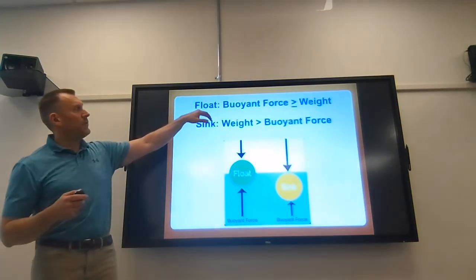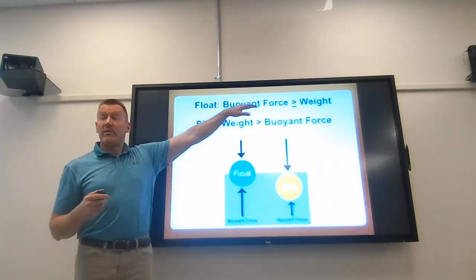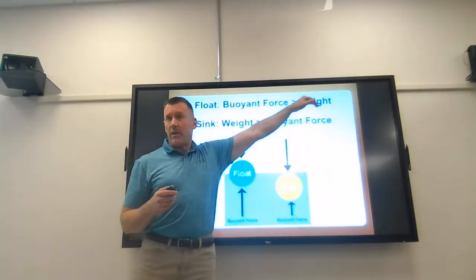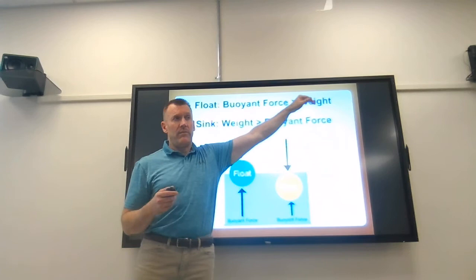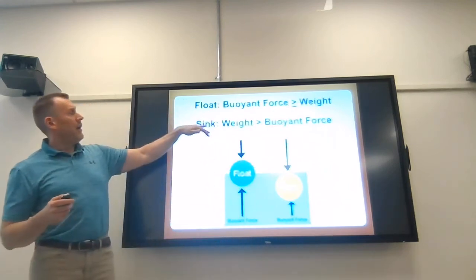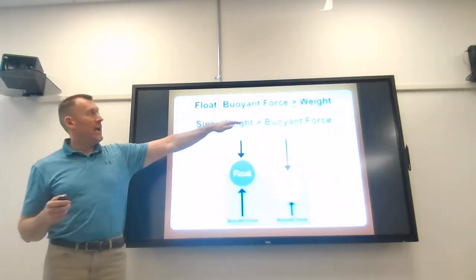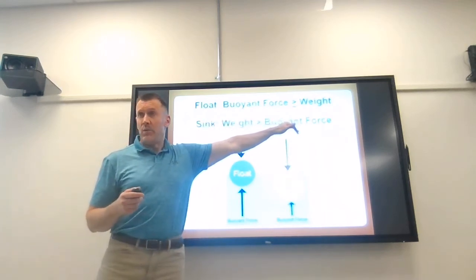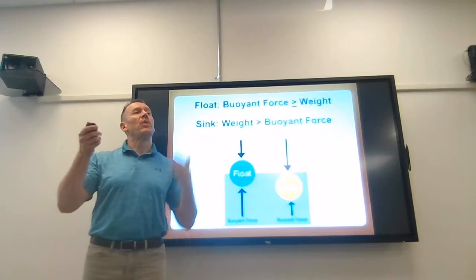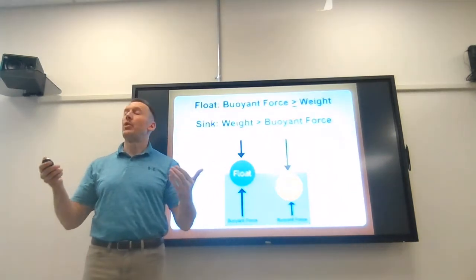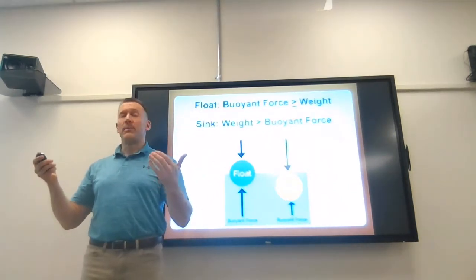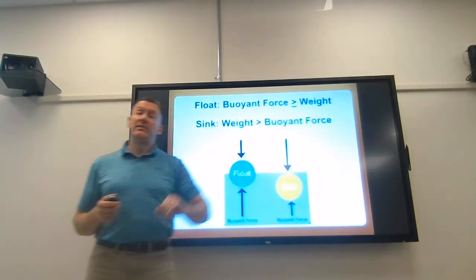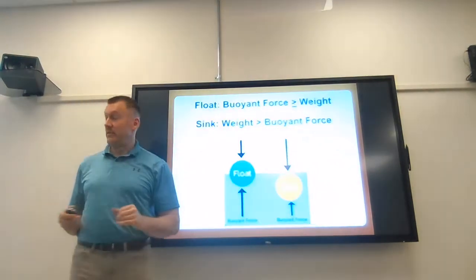So an object or body will float if the buoyant force is greater than or equal to an object or body's weight. An object or body will sink if its weight is greater than the buoyant force. So the buoyant force acts up, weight acts down. If weight is greater than the buoyant force, that object or body will sink. If the weight is less than or equal to the buoyant force, then we float.